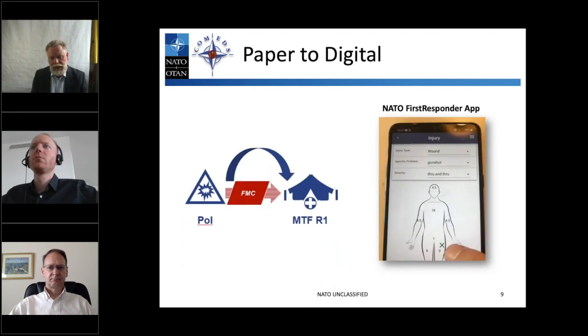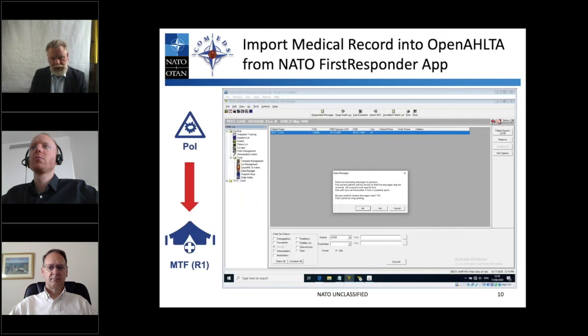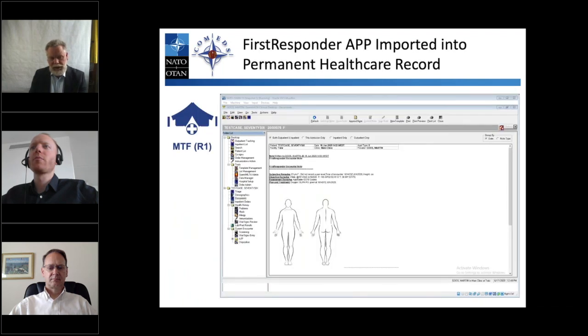Next slide, please. We are now at the level of the point of injury where the first treatment starts. Documentation of injuries and given care is sent electronically ahead to the treatment facility the injured soldier is taken to, and all other facilities that are a part of the medical chain. The picture from the FirstResponder app is sent to OpenAHLTA. Next slide, please. The message from the FirstResponder app is received by OpenAHLTA and imported. Next slide, please. The message that was imported from the FirstResponder app becomes a document that is a part of the electronic health record.